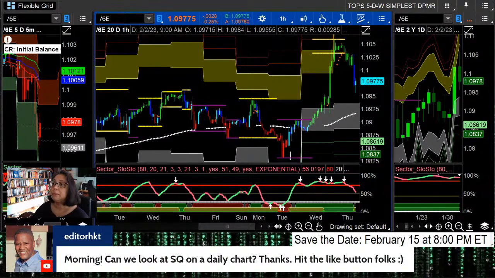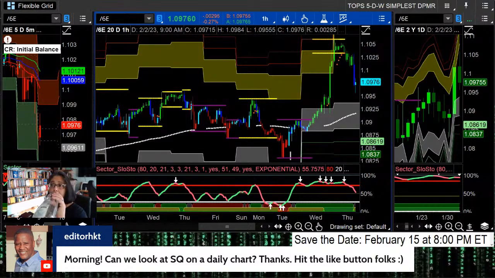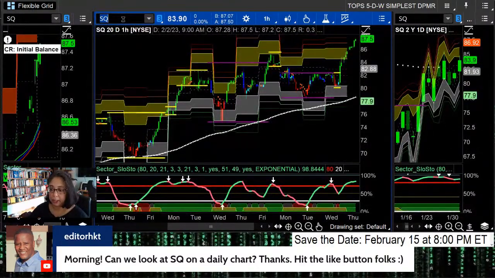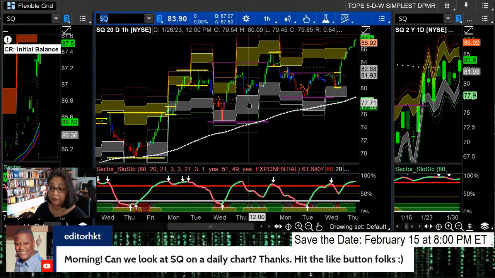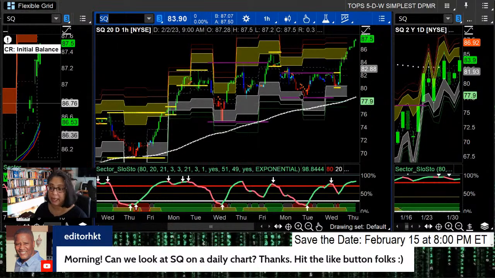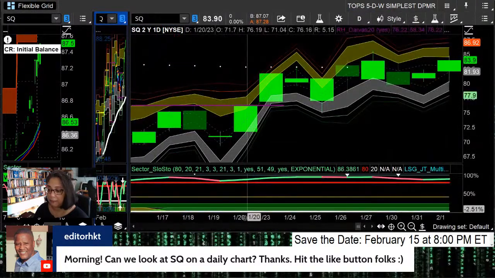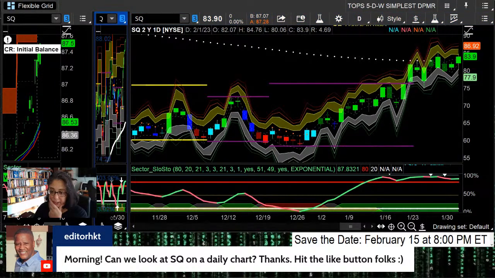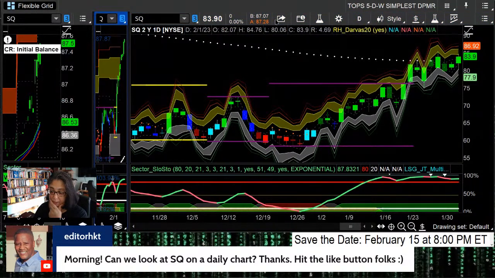Next up, editor, how are you? Can we take a look at SQ on a daily chart? Yeah, absolutely. SQ. All right, on a daily, just take a look at what we've got here. The bot has the daily price movement ranges as well as the hourly price movement ranges programmed, which is great. We can take a look at some volatility levels to boot. Editor, I think you're going to love this. Let me show you what we got. And I'm bullish, right?